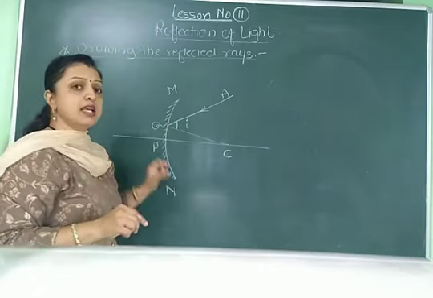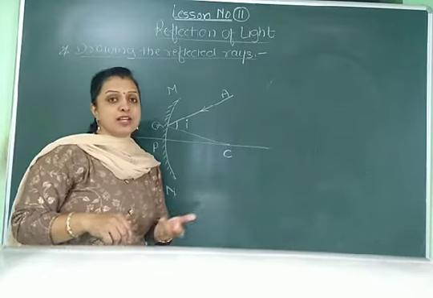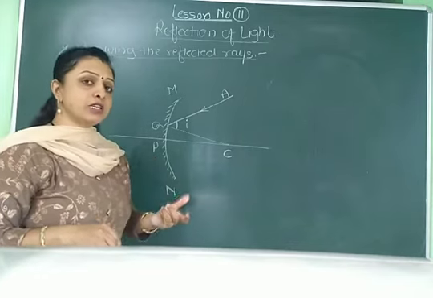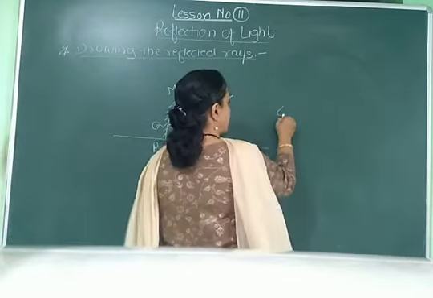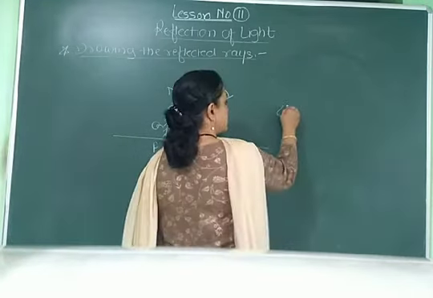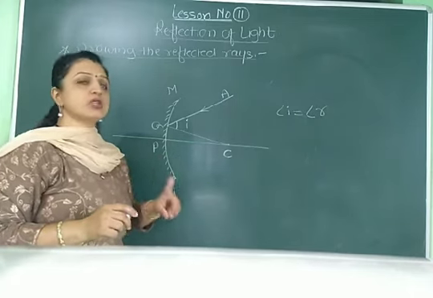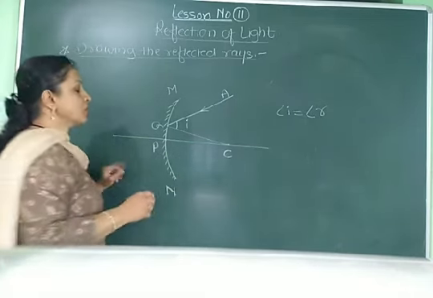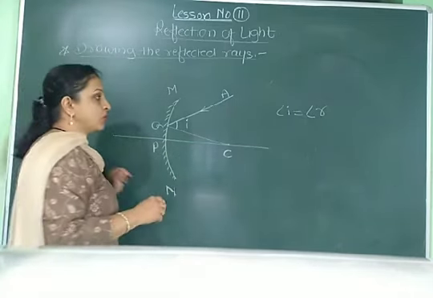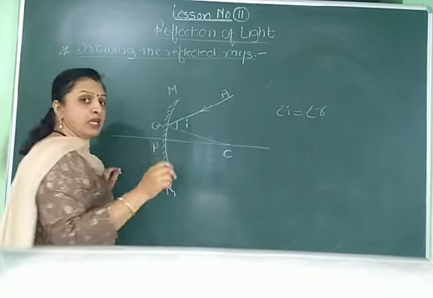Now we know the laws of reflection. So what is the first law of reflection? That the angle of incidence should be equal to the angle of reflection. Angle of incidence and angle of reflection are equal. This is the most important law of reflection. So we have to now draw the reflected ray, in such a way that the angle of incidence and the angle of reflection are equal.